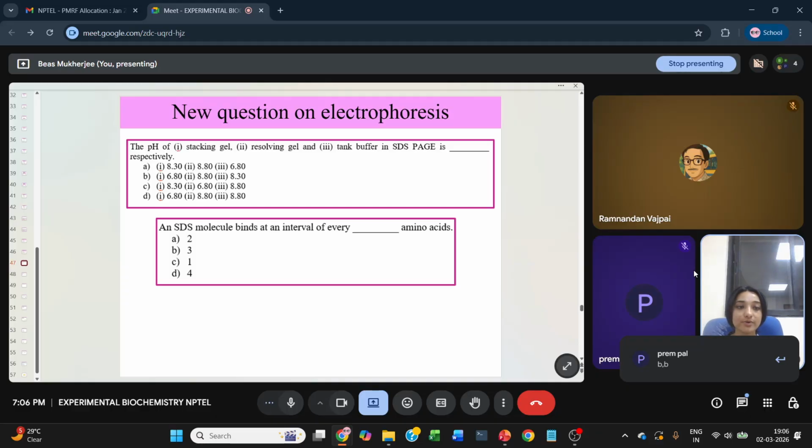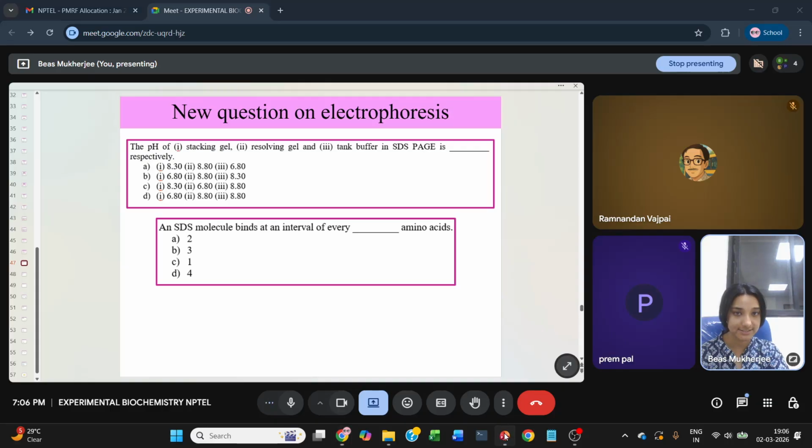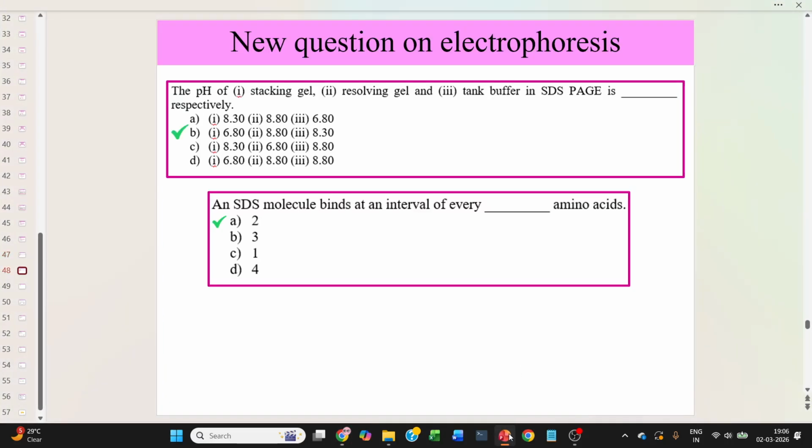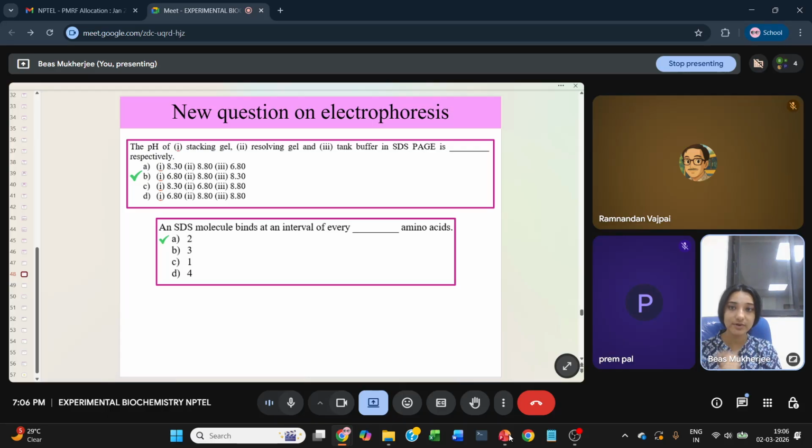And for the next question, BB. Oh, good. Yes. So an SDS molecule binds at the interval of every dash amino acids. Yes, that is correct. 2 amino acids, and the other one is 6.8, 8.8 and 8.3.